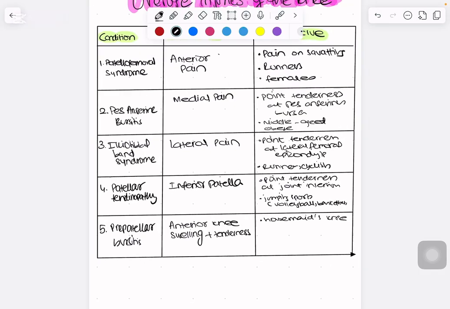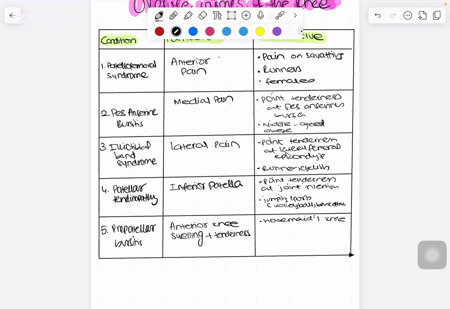So this is done, and now we are going to think of what to do when the clinical stem mentions what the location of pain is. So let's just say that the patient has anterior knee pain. We will either be thinking of patellofemoral pain syndrome, or patellar tendinopathy or prepatellar bursitis.